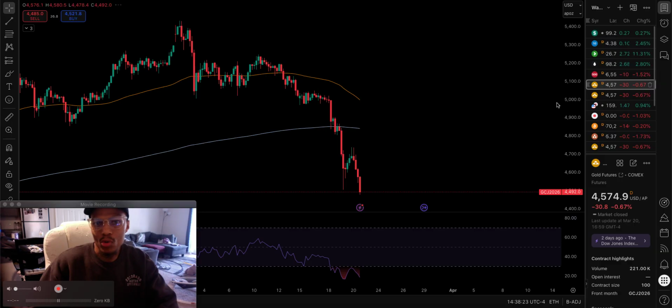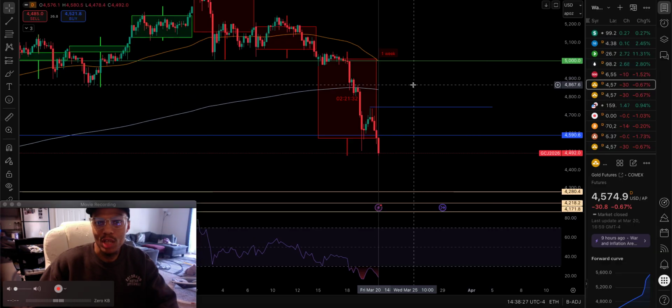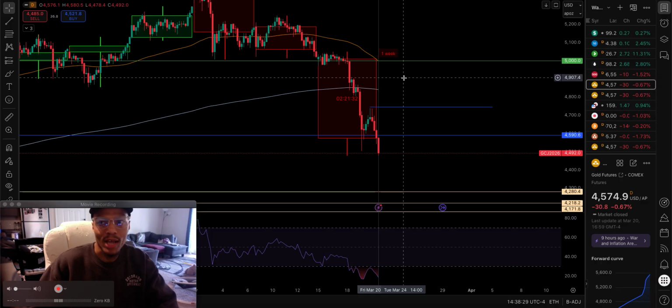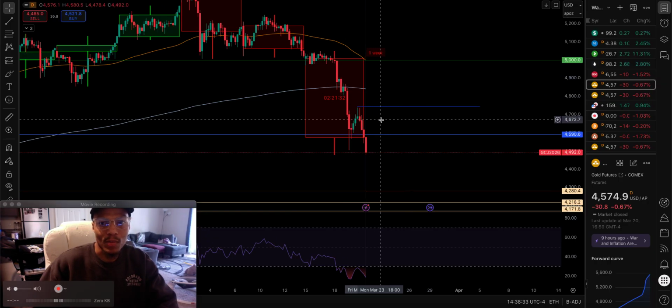And then we have gold. You can see gold made a huge drop this week, like I said before, because the US dollar and yields are rising up. That's causing gold to drop as well. So I expect gold to retrace back up a little bit and then continue to go down in this direction.